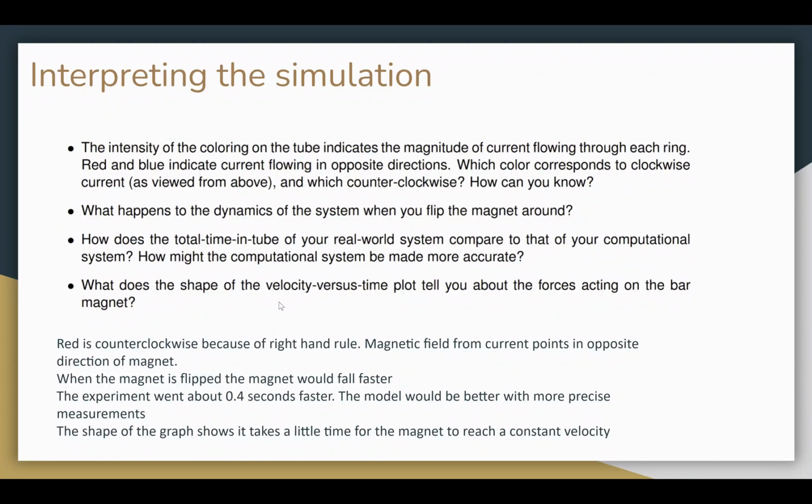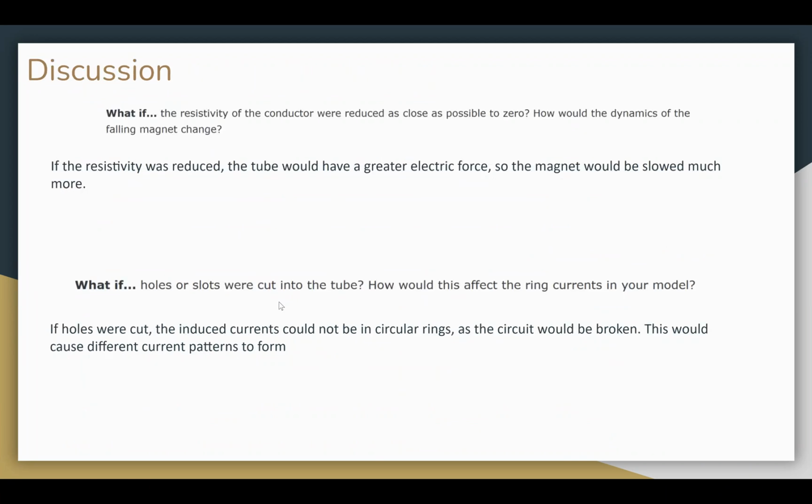To make the model better, more precise measurements and verifying that the dipole moment is accurate would improve it. And the shape of the graph shows that it takes a little bit of time for the magnet to reach a constant velocity. It's probably due to it getting more into the middle of the tube so that more of the tube acts on it.